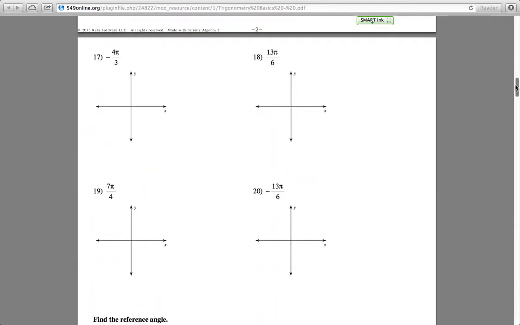Radians, same thing. Let's see, for example, negative 13 pi over 6 or 13 pi over 6. How many pi over 6s does it take to go around? 12, because you're counting by 30. So if I go 13, it's 1 pi over 6, 2 pi over 6, 3 pi over 6, 4 pi over 6, 5 pi over 6, 6 pi over 6, 7 pi over 6, 8 pi over 6, 9, 10, 11, 12. So 13 pi over 6 is going to be right here. Here's what the angle looks like, guys.